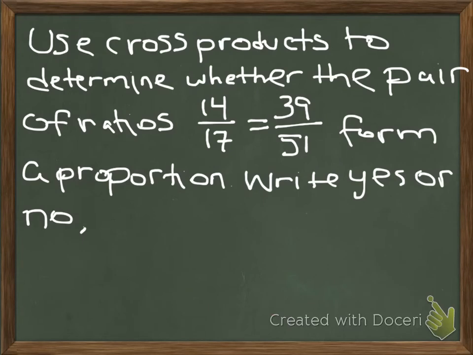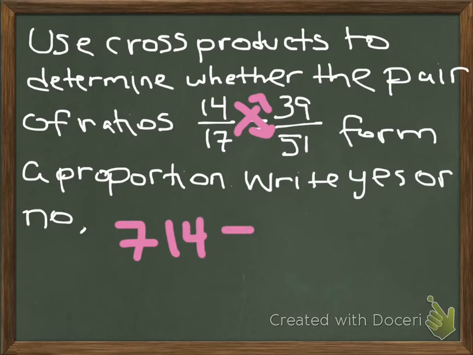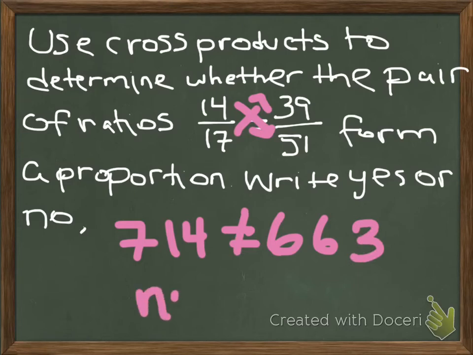Here we're using cross products to determine whether the ratios are forming a proportion or not, so we're going to cross multiply. So we have 14 times 51, which is 714, and we need to see whether that's equal to 17 times 39, which is 663. So it is not, so we would write no.